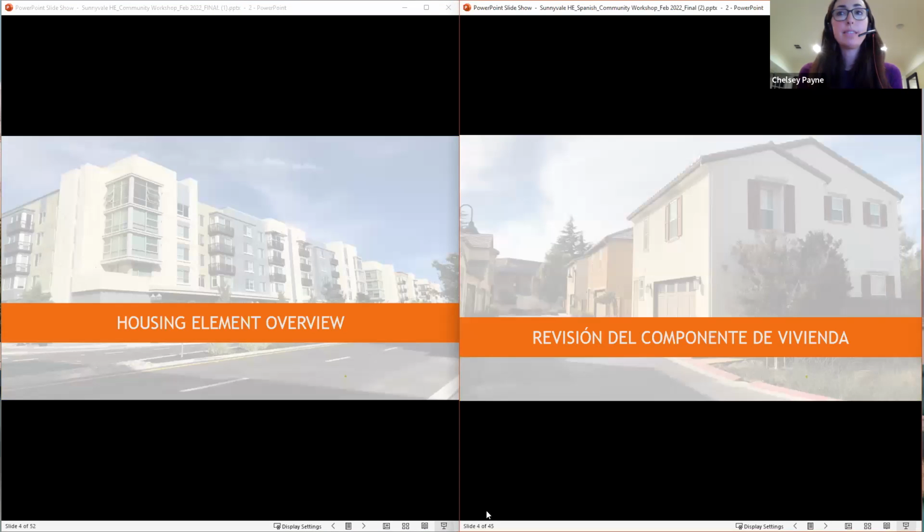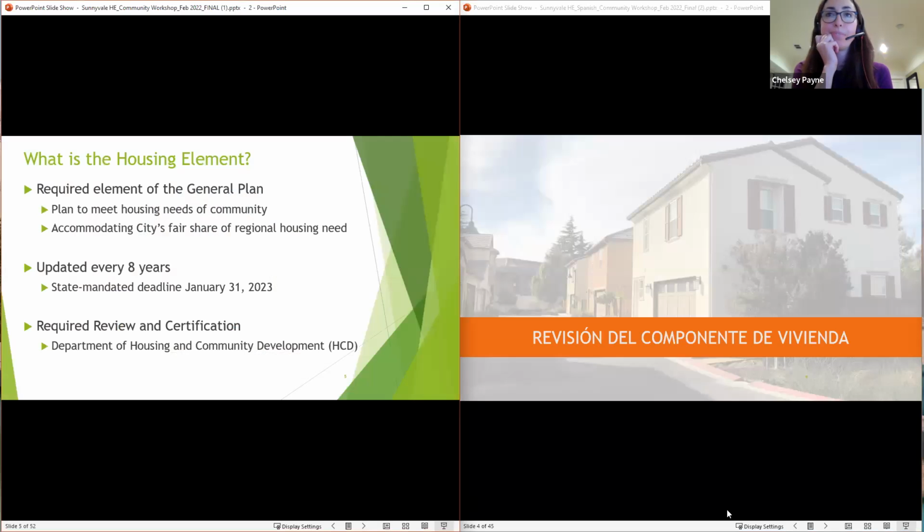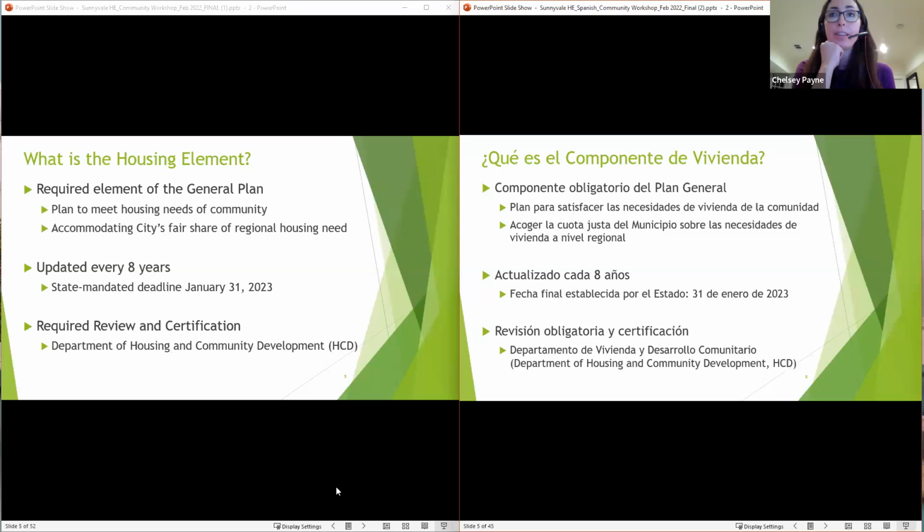So first, what is the housing element? The housing element is an element or a chapter of the city's general plan. The general plan is a document that guides decisions about how the city will develop. And the housing element looks at housing needs in the city, and it's a policy document that guides the city's actions related to housing development, programs, and related services. While the housing element focuses on meeting the housing needs of current residents of Sunnyvale, it's also the city's plan for how it will accommodate its fair share of the future regional housing need.